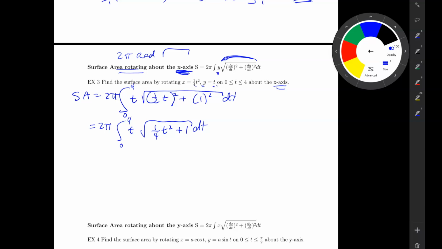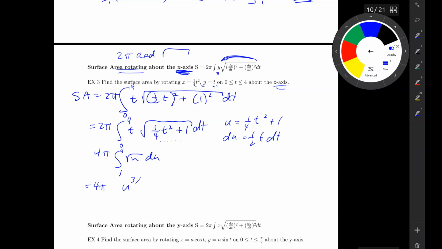What to do with that? I think this is just an easy u substitution. So du would give me 1/2 t dt, so 2 du, so it gives me 4 pi square root of u du. If I put 0 in, I get 1. If I put 4 in, I get 4. So 4 pi u to the 3/2 times 2/3 between 1 and 4.